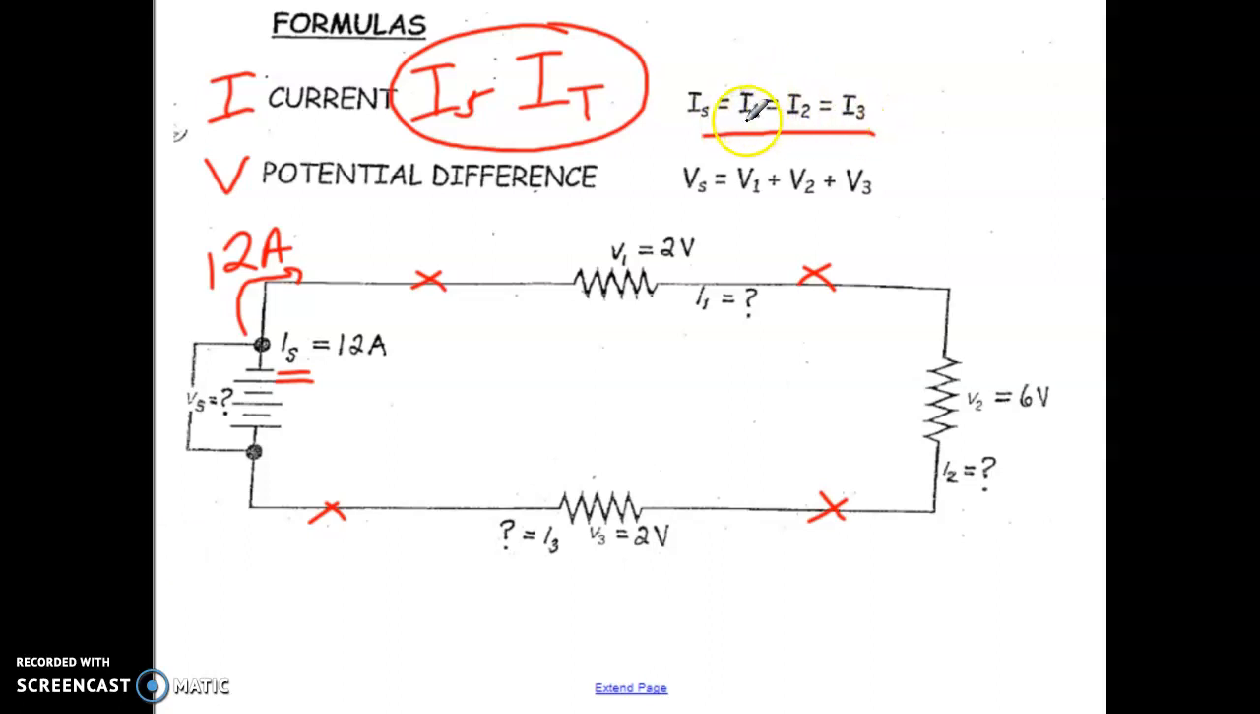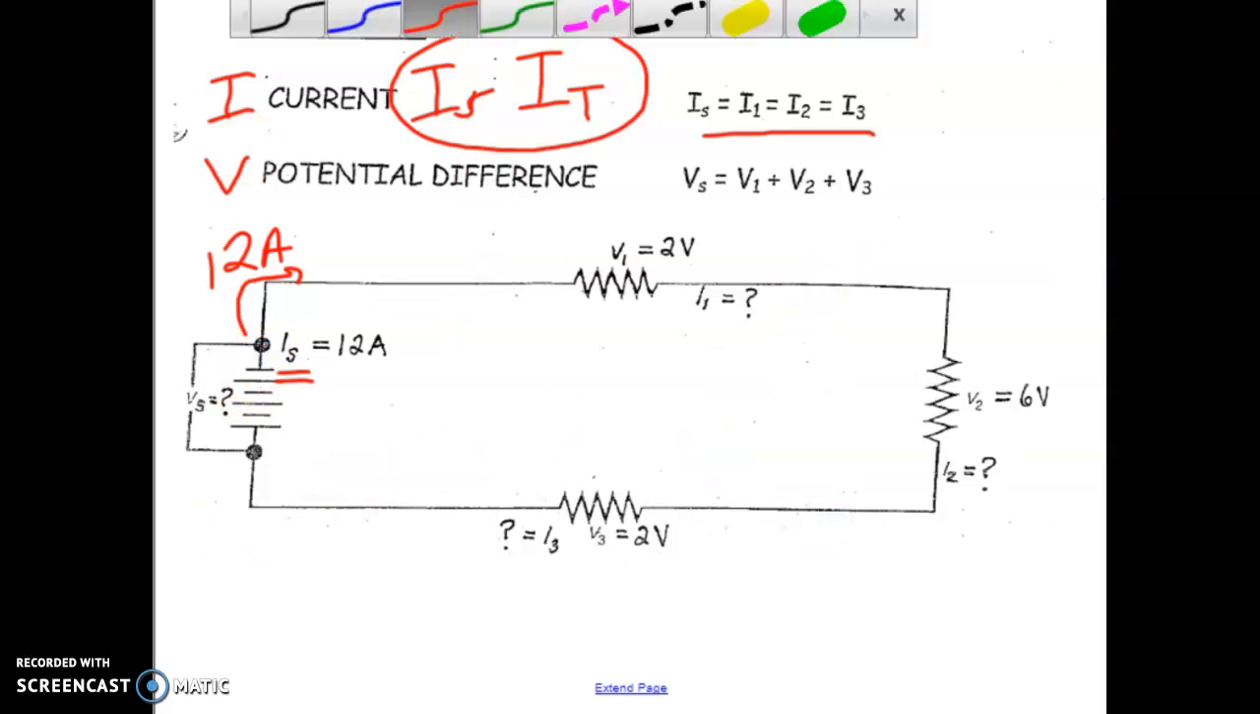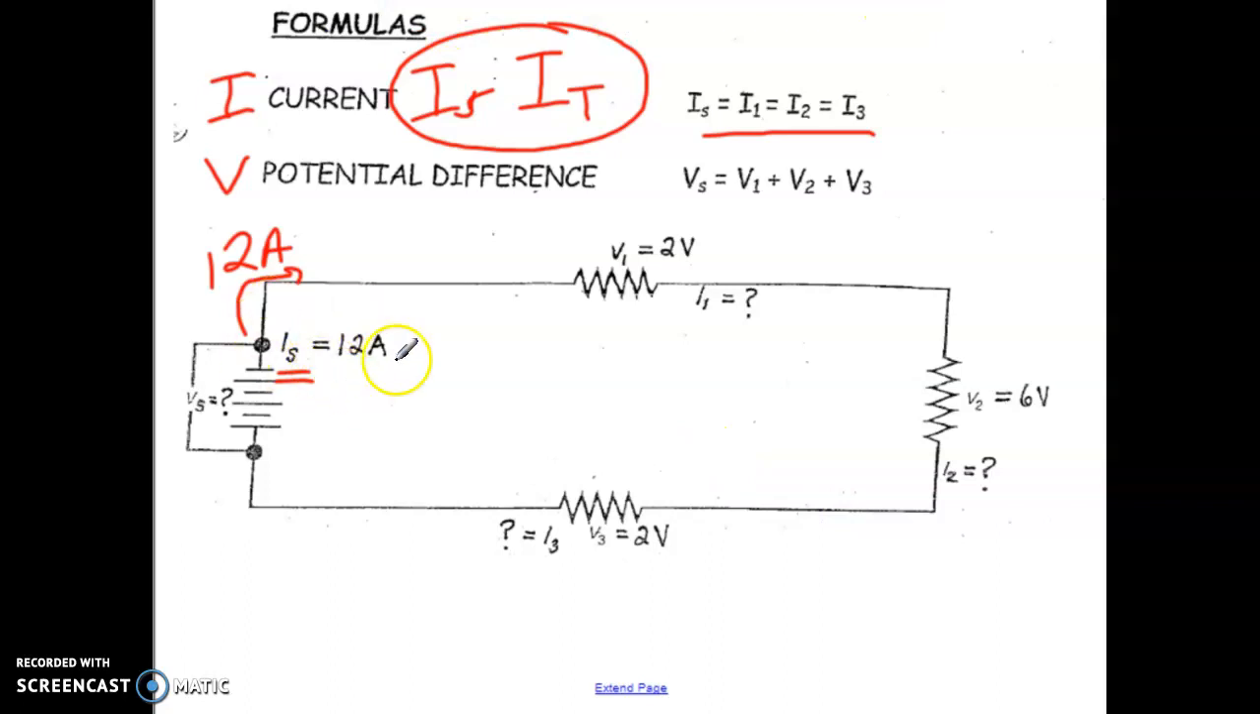I know it says formula, but it's not really a formula where you plug numbers in. It's just showing you the relationship. This means that it does not matter where you measure, the current will always be the same in a series circuit. So what does that mean for us for current? Well, if it's 12 amps at the battery, that means the current over here is also 12 amps. The current over here is also 12 amps. And the current over here is also 12 amps. They're always the same in a series circuit.